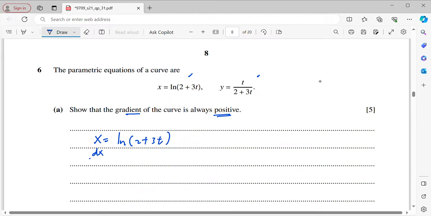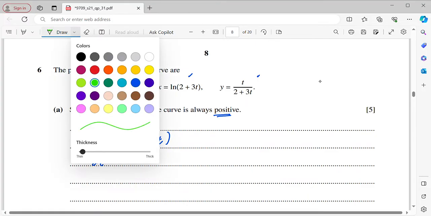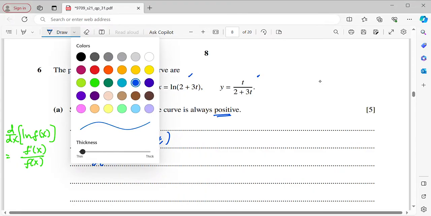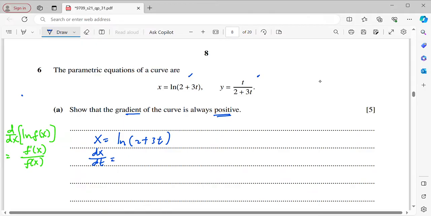So now my dx over dt is going to be, okay, when you differentiate ln function, it is going to be 1 over f(x). Then the numerator is the differentiation of the denominator, therefore we are getting f prime x. So what I need to do is I will just write 3 over 2 plus 3t. So differentiating 2 plus 3t is 3. Sorry, this is my dx/dt.